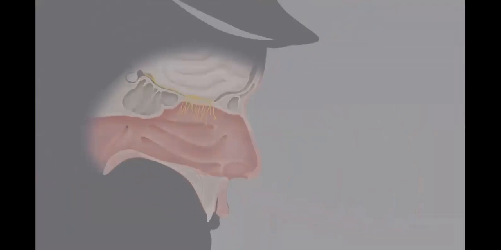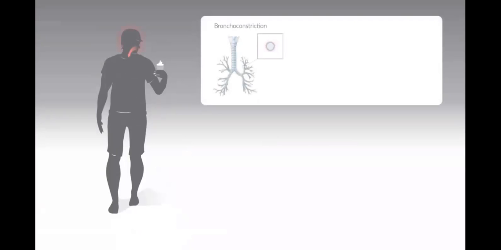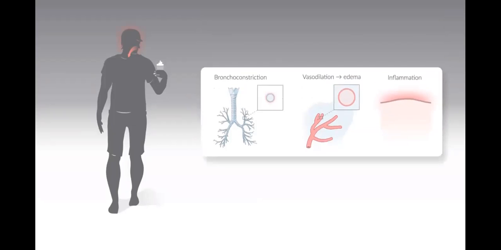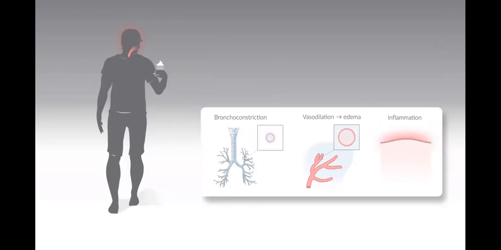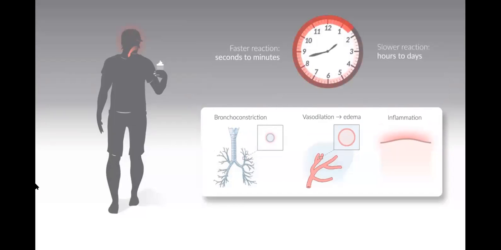There are various routes in how an individual can be exposed, for example, through inhalation or skin contact. Depending on the affected tissue, the released mediators can cause bronchoconstriction, leading to respiratory distress, vasodilation, reducing blood pressure and leading to edema formation, and local inflammation with heat, redness, and itching. One of the special features of type 1 hypersensitivity reactions is that once sensitized, the response to the allergen is immediate and can occur within seconds or minutes of exposure. Other types of hypersensitivity reactions are slower and can develop after hours to days.